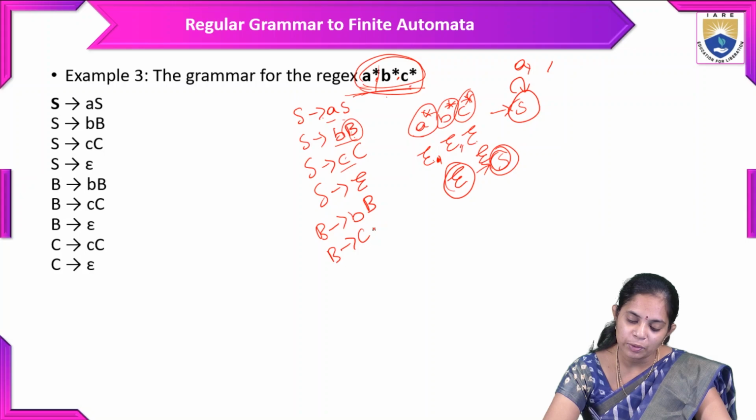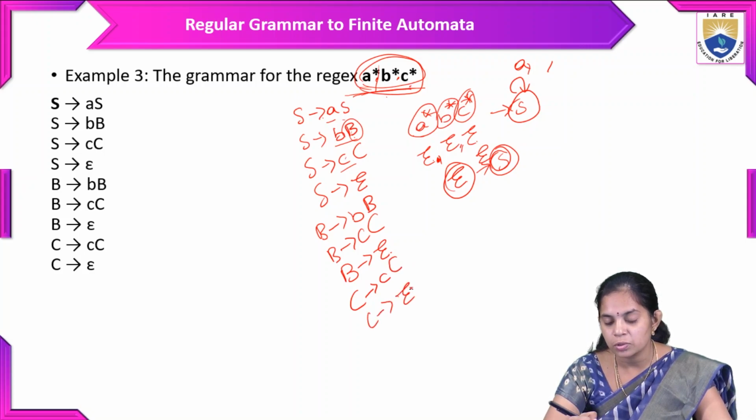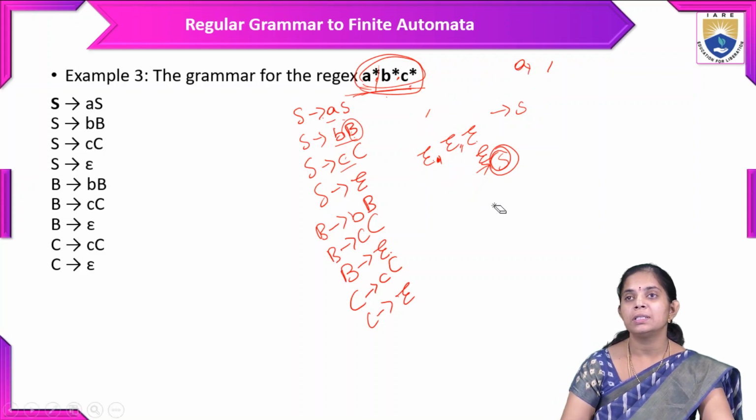And for C input, we need to represent it with C. And we already have B, and epsilon is also included. And with the input symbol C, we need to be in the same state, and C tends to epsilon is also included. So these are the production rules for the regular expression A star, B star, C star.